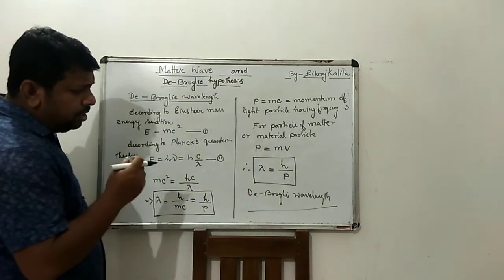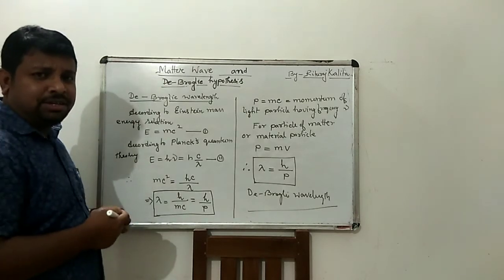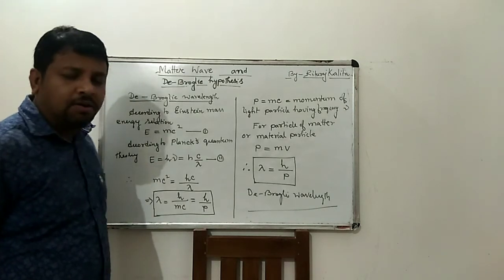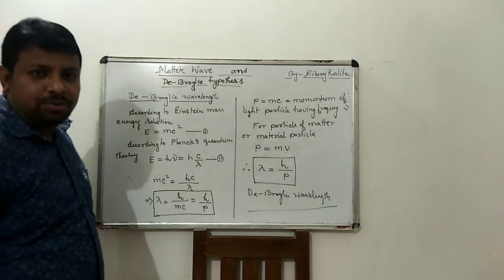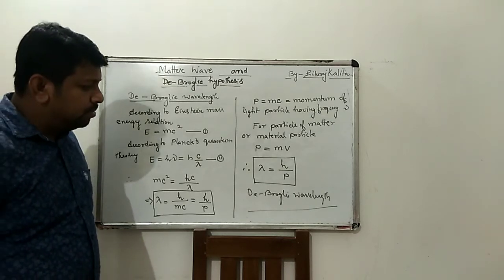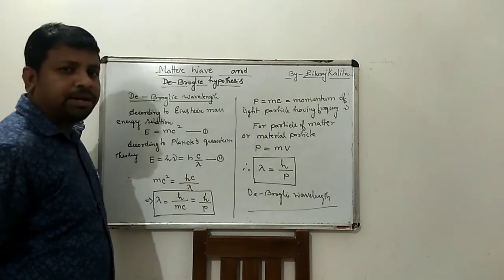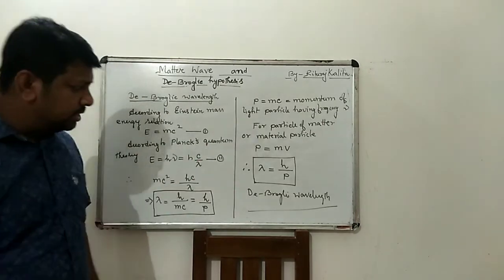Okay, so we know this momentum is related to energy. In class 11, in the energy chapter, we learned how momentum is related to kinetic energy. That is p equal to root over twice m into kinetic energy, that means kinetic energy equal to p square by twice m.